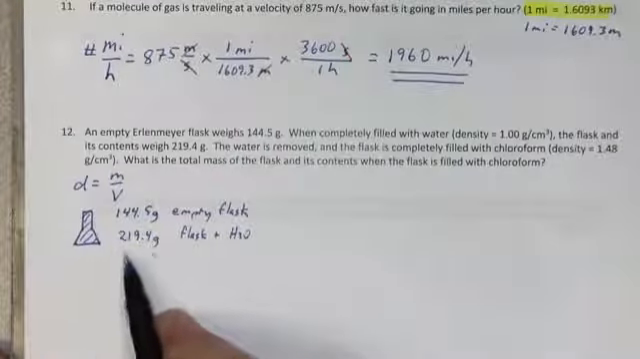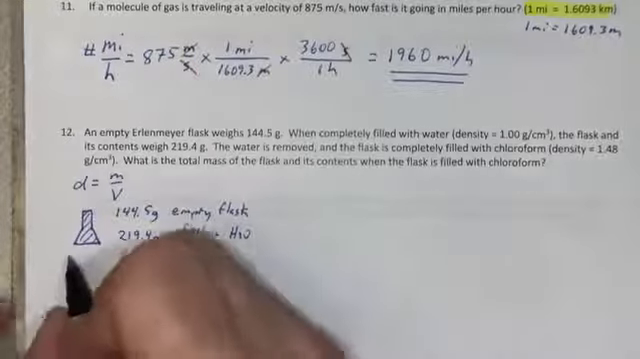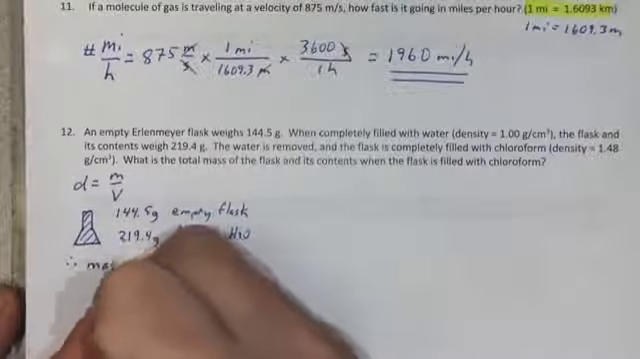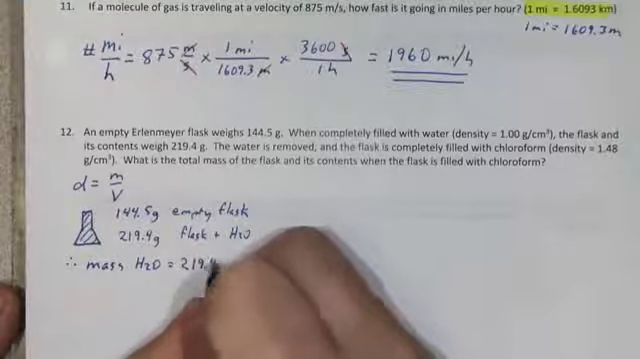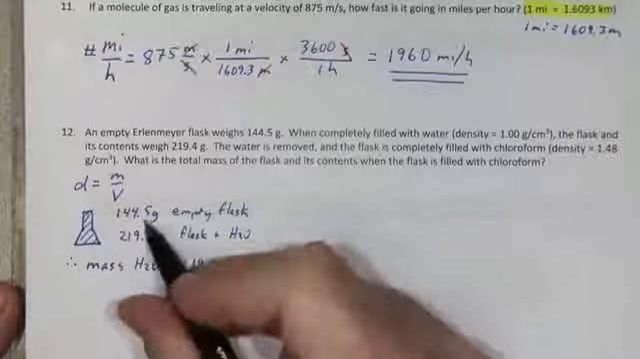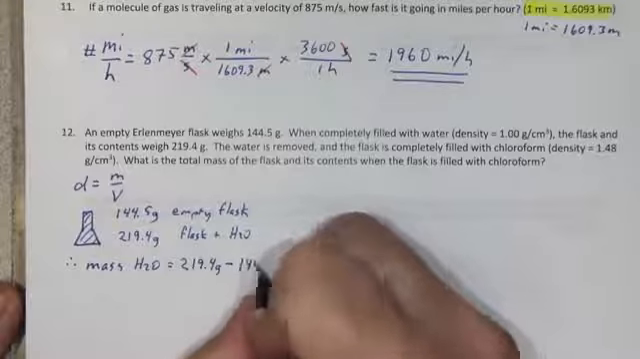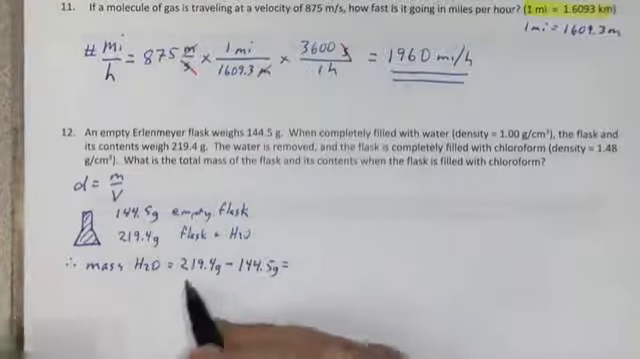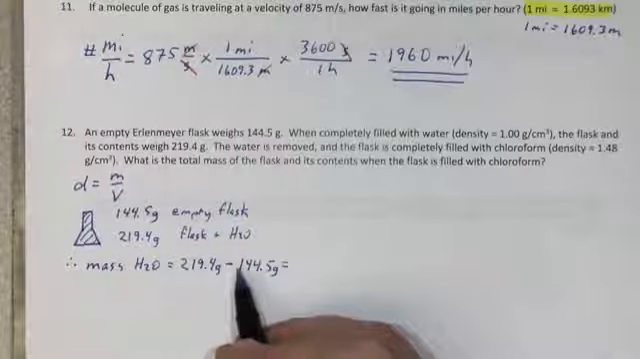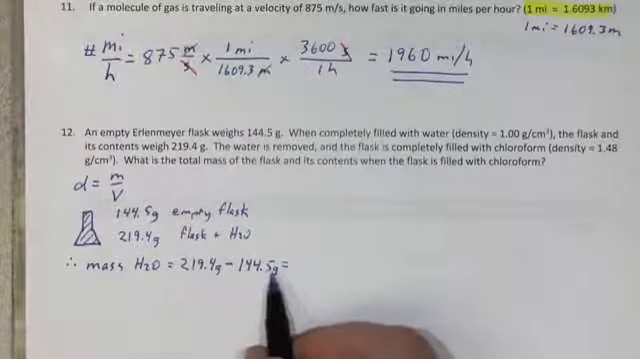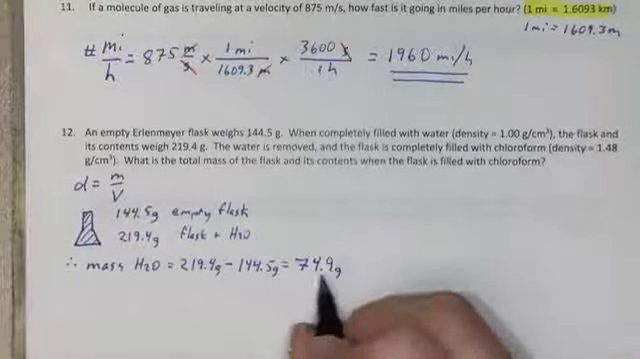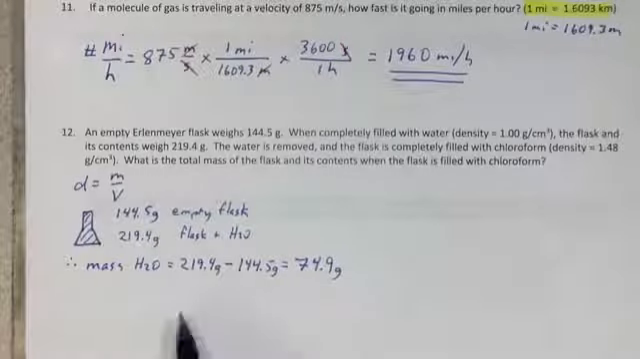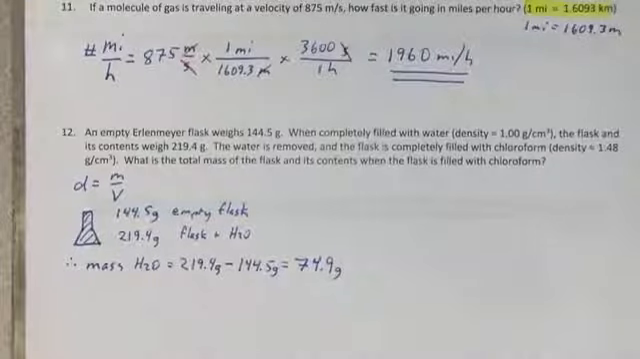Now, if this is the mass of the empty flask, and this is the mass of the flask plus the water, then therefore we know the mass of the water. The mass of the water is equal to 219.4 grams, the total mass, minus the mass of the empty flask, 144.5 grams. Now, don't count sig figs. If you're subtracting, you don't ask how many significant figures. You ask how precise is it. Each of these is precise to the 1/10th place. And when we subtract these, we get 74.9 grams. Notice we're immediately down to 3 significant figures, even though our 2 values here have 4 significant figures. So this is the mass of the water.